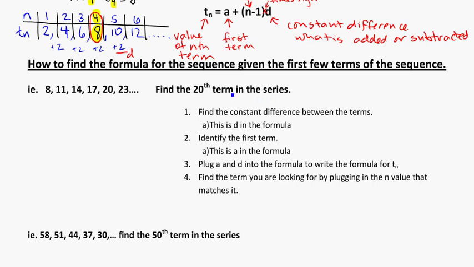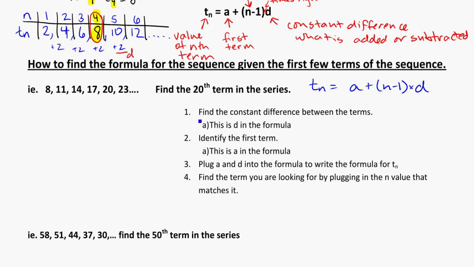Now, if you didn't know what to do, you could write out the rest of the series until you get up to the 20th term inside of it. But that's going to take a lot of time. And the formula will work for us. So what we need to do is figure out the important information for a formula, Tn = a + (n - 1) × d. Don't forget the invisible times sign.